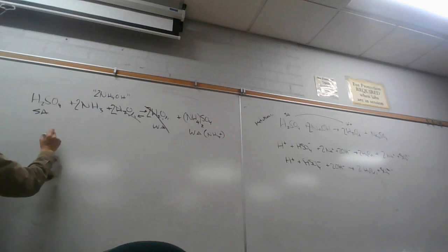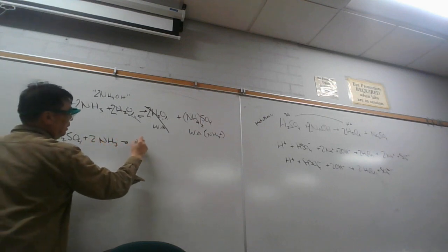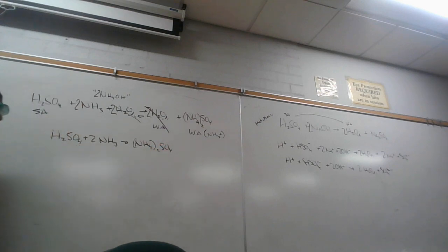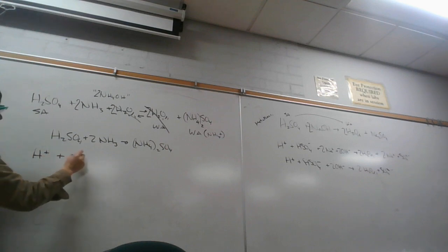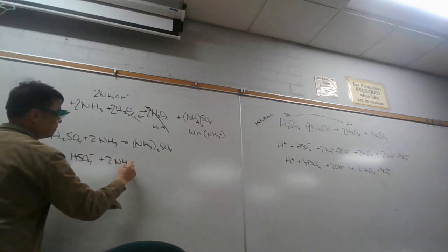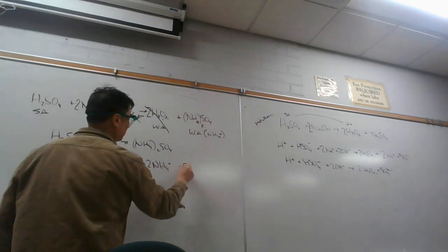And so in this particular reaction, what we're going to have is H2SO4 plus two ammonias yields ammonium sulfate. And so this reaction is like a Bronsted acid-base reaction. It doesn't look like a double replacement reaction. And so the ionic equation would look like this. H plus HSO4 minus plus two ammonias yields two ammoniums and a sulfate.